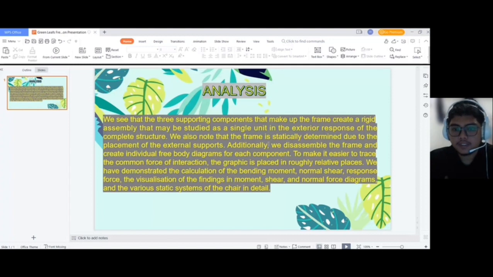Additionally, we disassemble the frame and create individual free body diagrams for each component. To make it easier to trace the common force of interaction, the graphic is placed in a roughly relative base. We have demonstrated the calculation of the bending moment, normal and shear response force, and visualization of the findings in the moment, shear, and normal force diagrams, and the various static systems of the chair in detail.